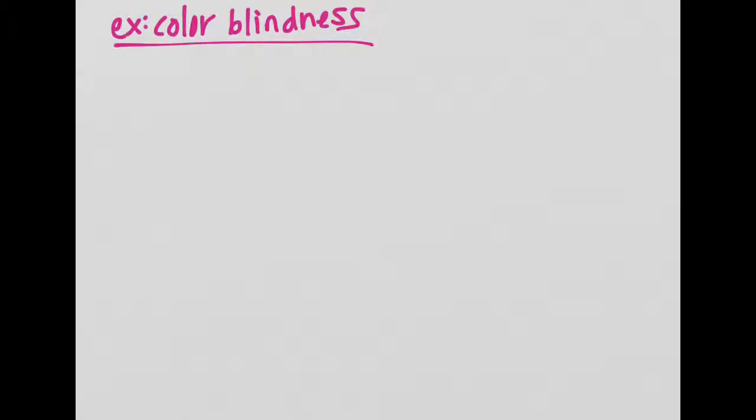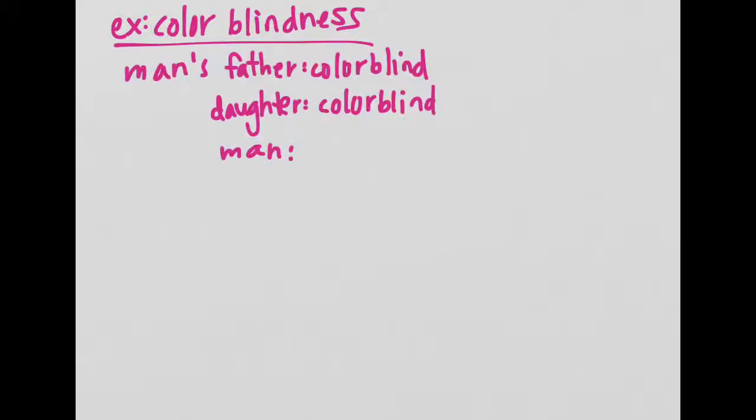Let's do one more example here. The gene for color blindness is carried on the X chromosome, and again we know that it's recessive. So if a man whose father was colorblind has a colorblind daughter, we can figure out if the man himself is colorblind. We know his father will have to carry the colorblind gene. This will be his genotype.